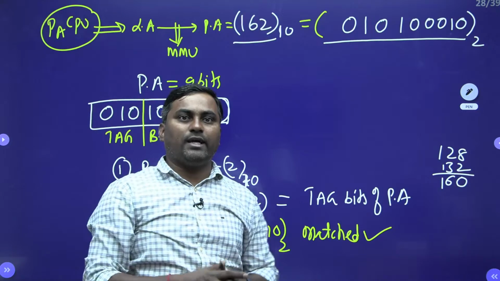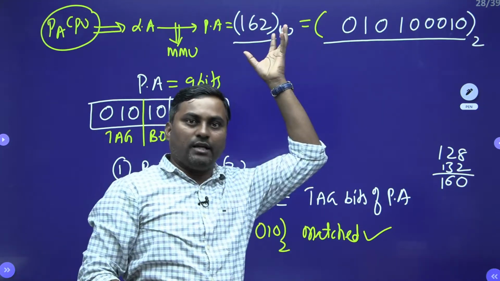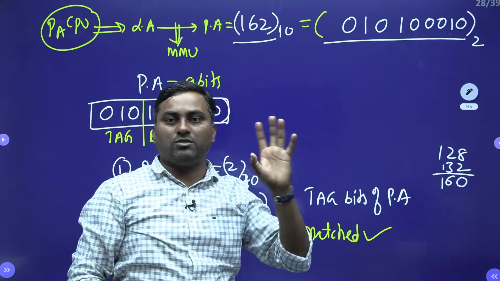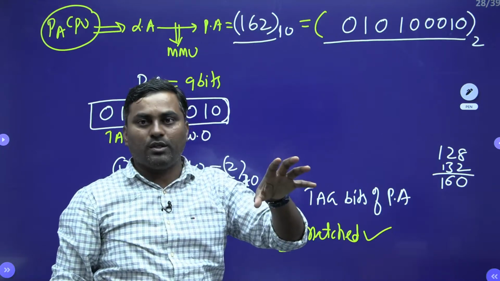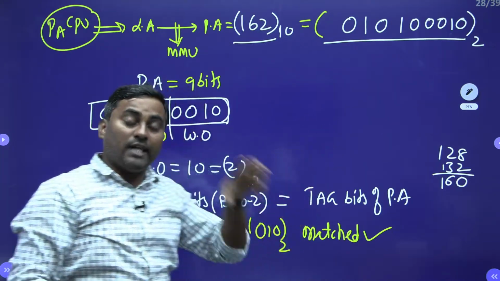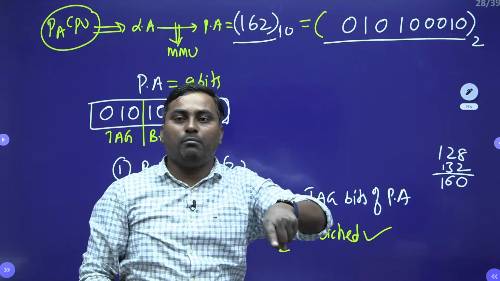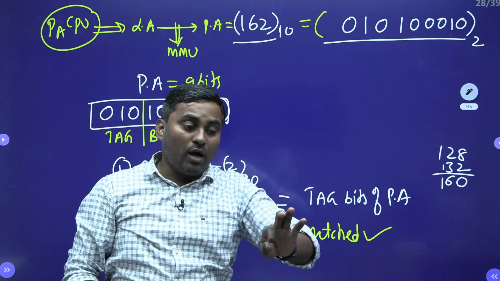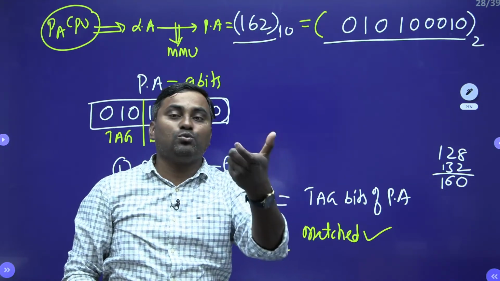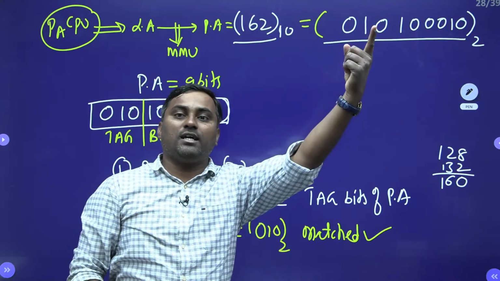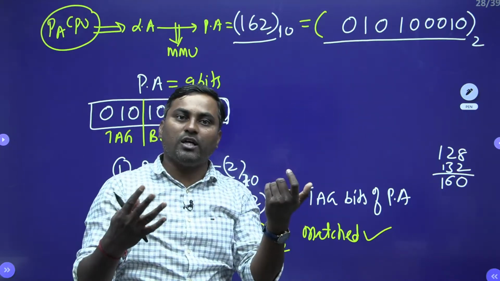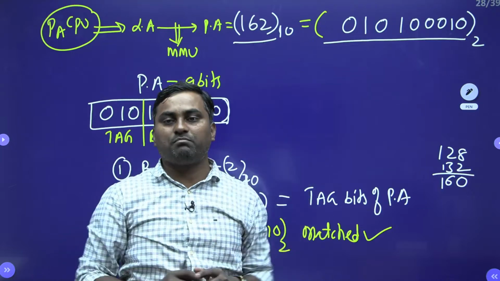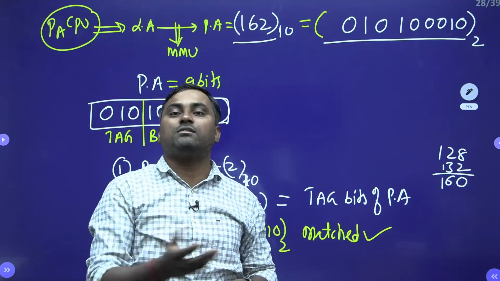Now you can try another address. Write a 9-bit address and split it into 3 parts: tag, word offset, and block offset. First, step number 1, take the block offset and search for the block number. In that block number, take the concerned tag bits and compare with the physical address tag bits. If both are matched, okay. If both are not matched, declare a cache miss.